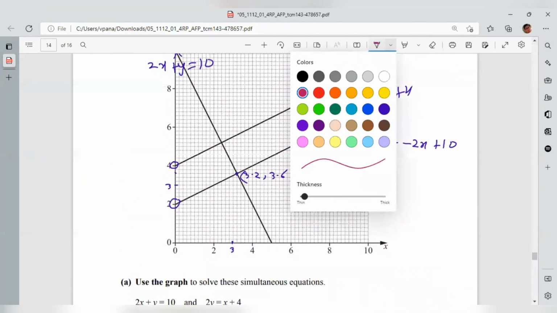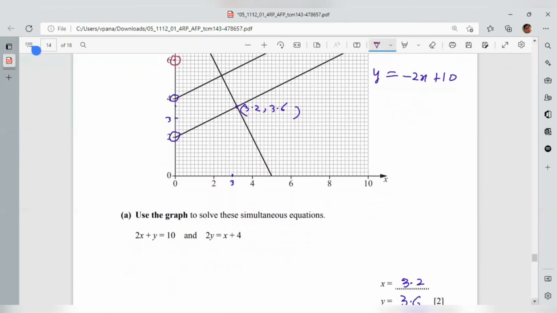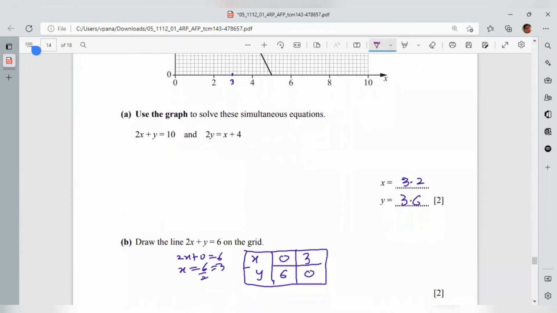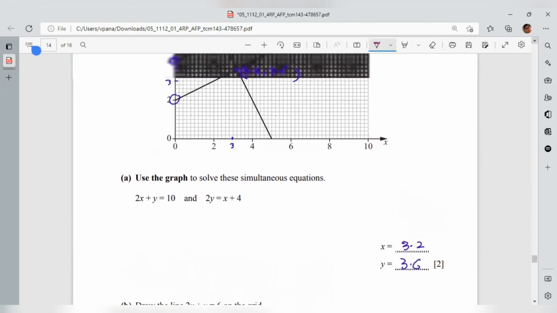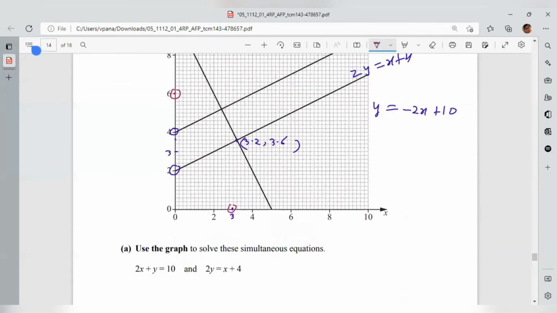So x = 0 and y = 6 is this point. The next point is, sorry, (3, 0). x is 3 and y is 0, is this point. So with the help of a scale, you need to draw these points carefully.